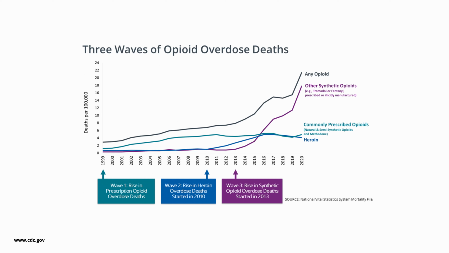According to the CDC, from 1999 to 2020, over 564,000 people died from an overdose involving any opiate, including prescription and illicit drugs. So where did this crisis begin in the United States, and how did it persist into what we know today?